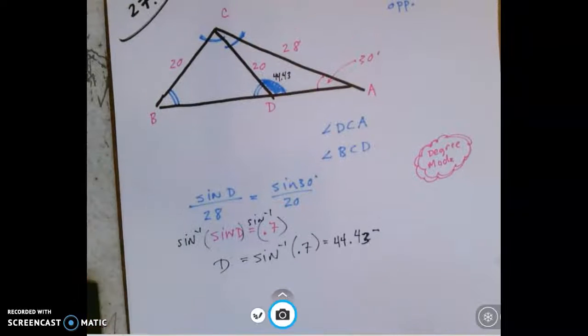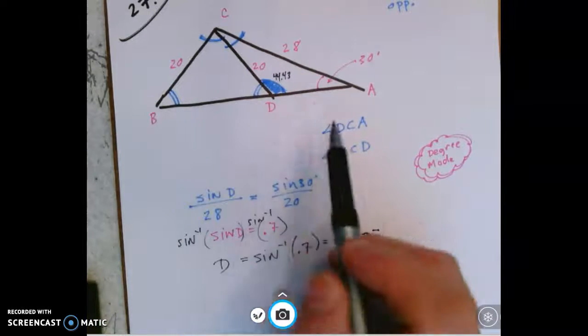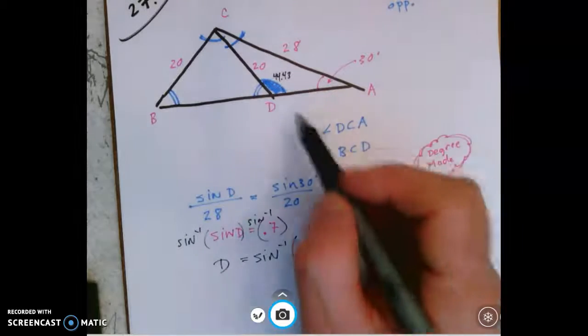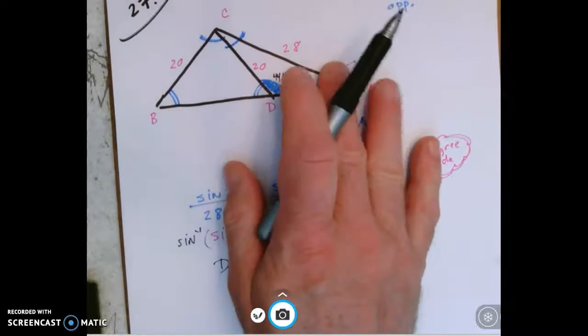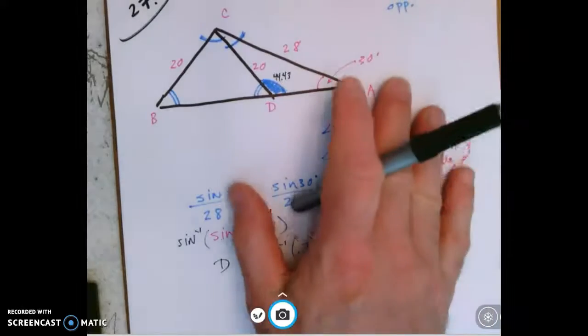Okay, so I caught myself here. We have our original given triangle. All these pink pieces are given. These blue pieces are what we need to solve for, specifically here and here. We're going to have to use the law of sines, right?